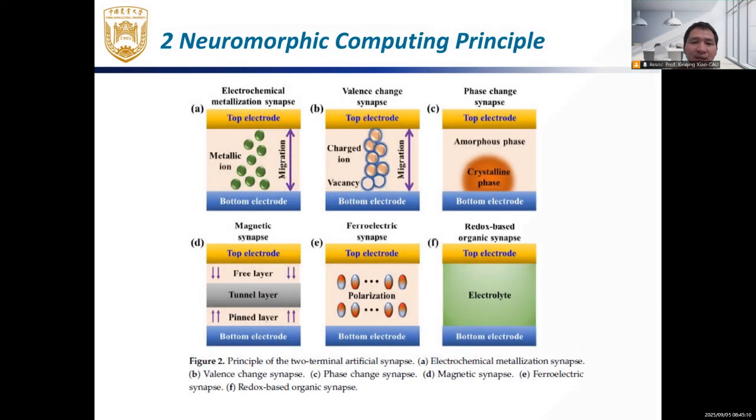So there are many different kinds of devices for the synapses. There are two kinds: one is the two-terminal artificial synapse, and the other is the three-terminal artificial synapse. For the two-terminal artificial synapses, there are 6 kinds, based on electrochemical metallization, valence change, phase change, magnetic, ferroelectric, and redox-based or negative synapse. These could be used to acquire the sensor data as the spike signal.